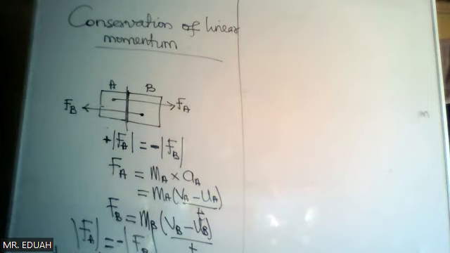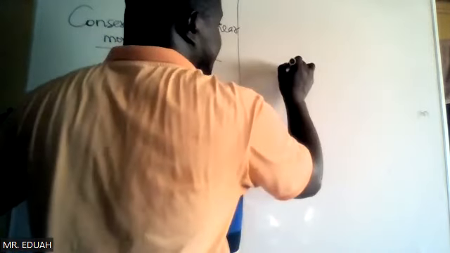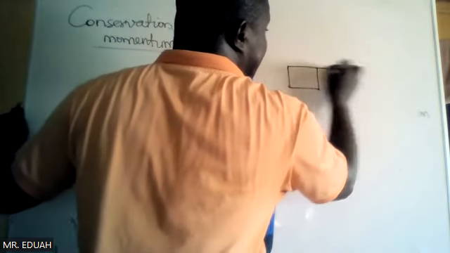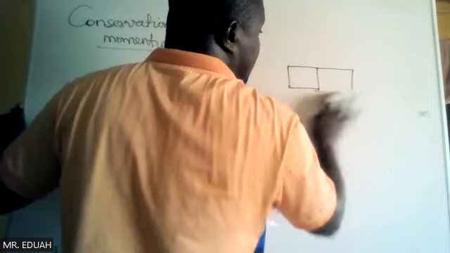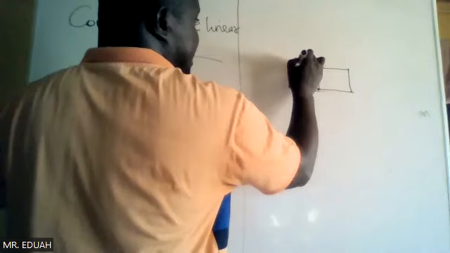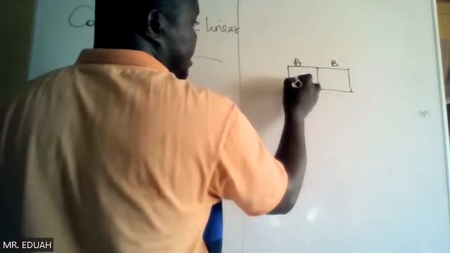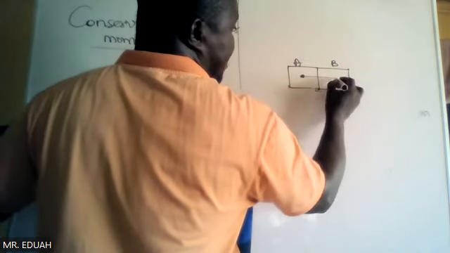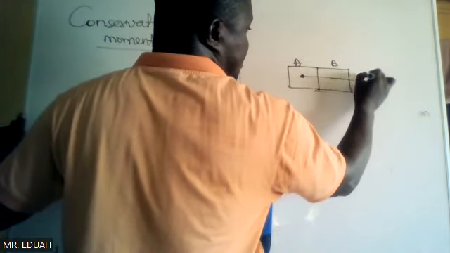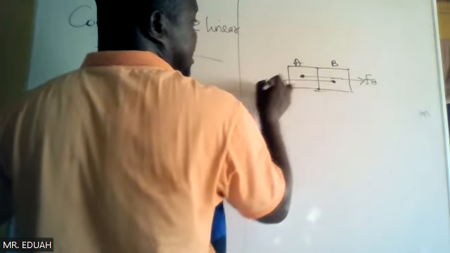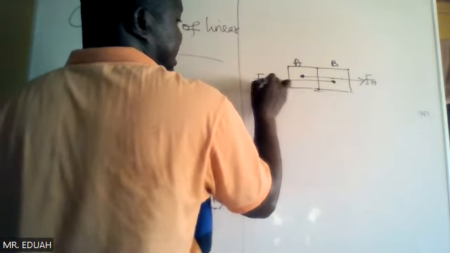Okay. We are looking at two bodies, A and B, that are just colliding with each other. So body A and then body B, this is A, this is B. They are in a state of collision. So A exerts a force Fa on B, and then B also exerts a force Fb on A.